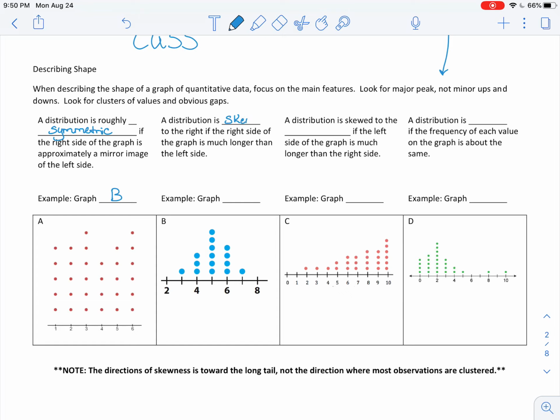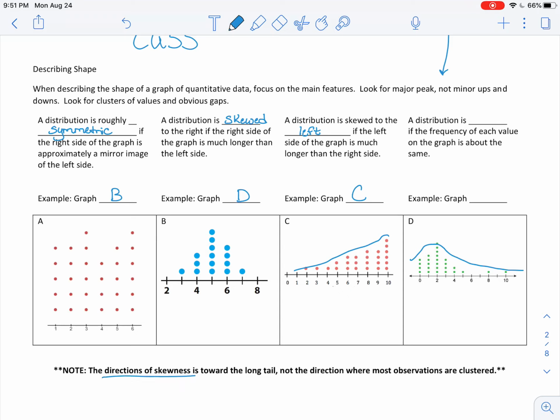Then a distribution is skewed to the right if the right tail is a lot longer than the left tail. For example, in graph D, most of these numbers are on the small end, and then it tapers way off to the side. There's not a lot of big numbers on this distribution. However, a distribution is skewed to the left if the tail is much longer on the left side. You see that in graph C. It's really sloping downward to the left.